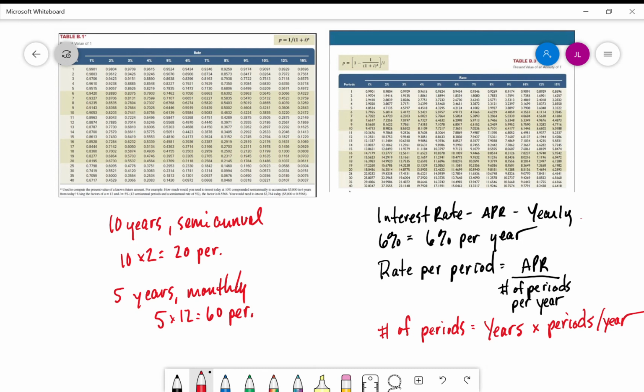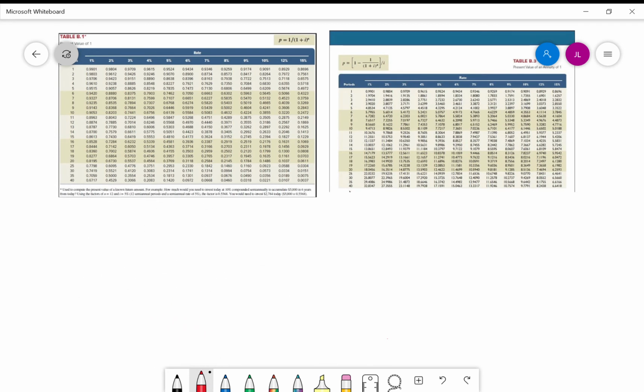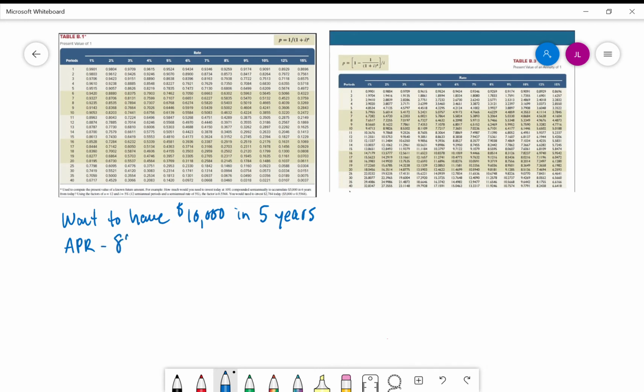So, to look at what this means when we're calculating information, especially as it pertains to accounting with bonds. Let's say we want a basic example, we want to have $10,000 in 5 years, and we have an APR of 8% and it's compounded quarterly.